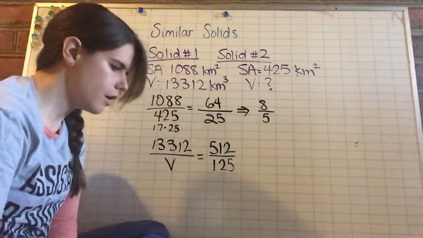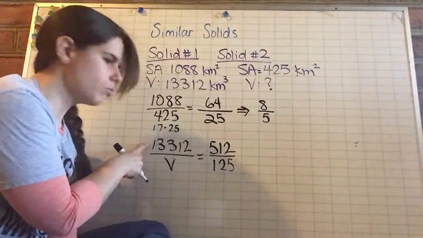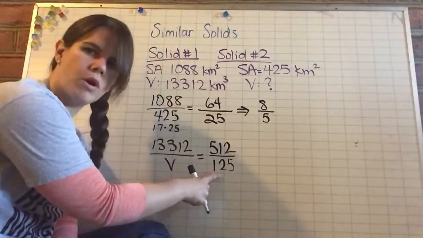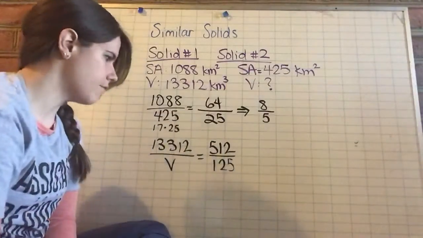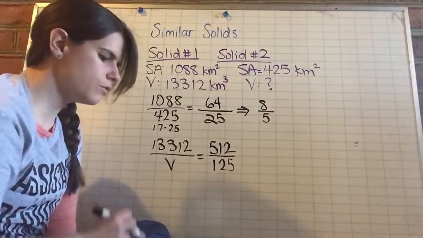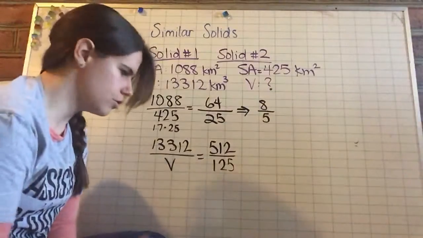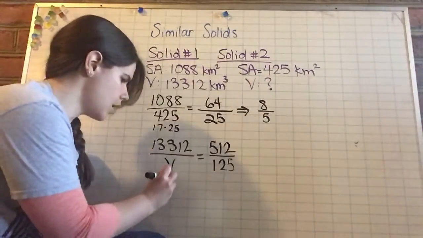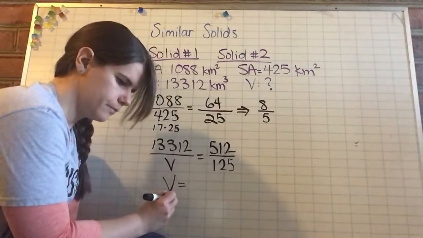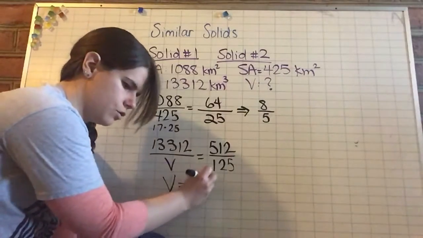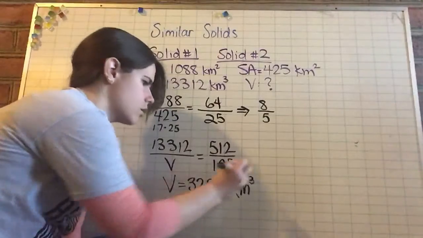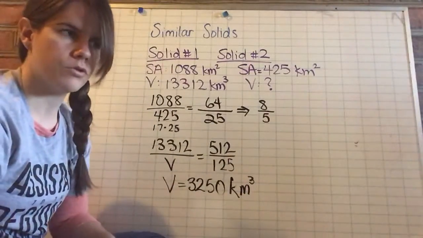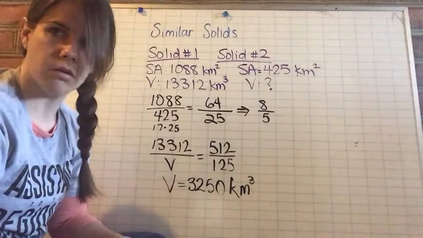These are big numbers. Please use your calculator, but you should do 13,312 times 125 and V times 512, and then you'll divide both sides by 512. You should end up with 3250 cubic kilometers. Kilometers, I don't know.